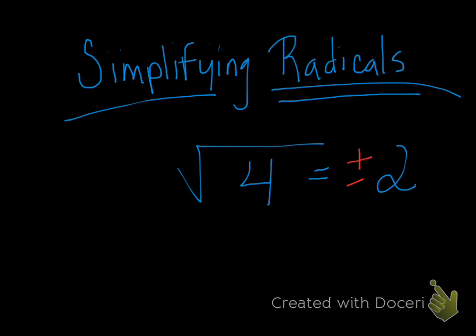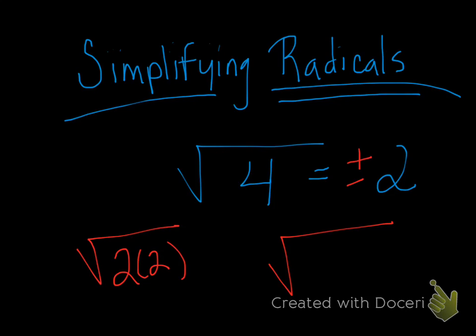It means that I asked what number times itself gives you 4. That's what the square root of 4 is asking. It's either 2 times 2, but it could also be negative 2 times negative 2. They're both the same number multiplied by themselves twice, and they both render you with the answer of positive 4.